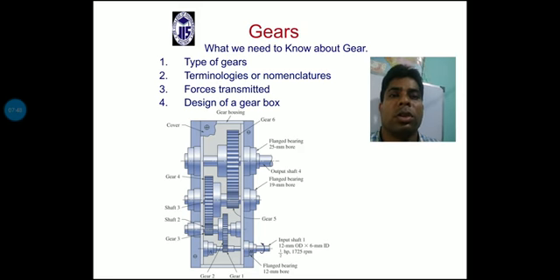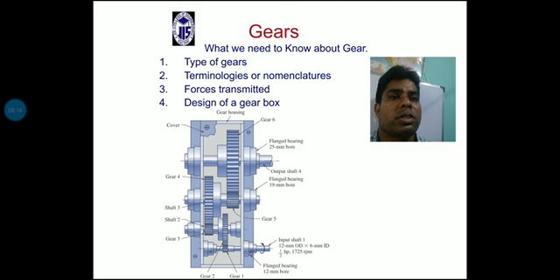Number one, simple gear train. Simple gear train means when two gears are in simple face to face meshing condition, that is called a simple gear train. Next, compound gear train: when one gear is attached to the same shaft but operates smoothly on the other shaft. That is the compound gear train.